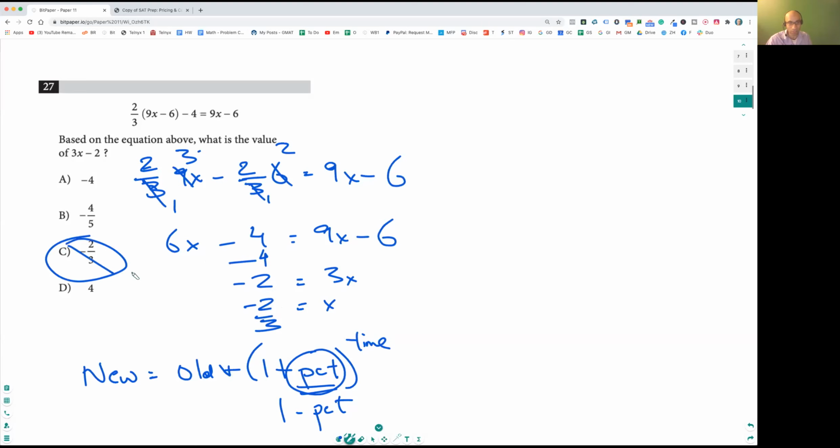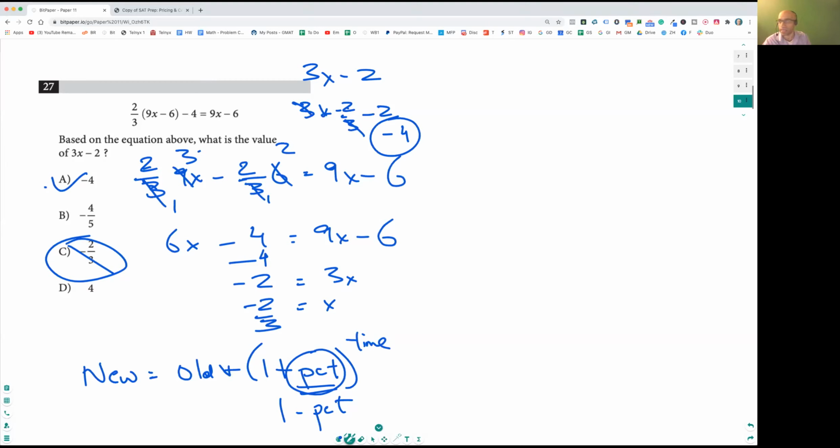Remember, this is not the answer because they're asking you 3x minus 2. So you plug this in over here: 3 times negative 2 over 3 minus 2. The 3 and 3 cancel out, so 2 times negative 2 is negative 4. So this is your answer. Perfect. Let's move on to the next problem.